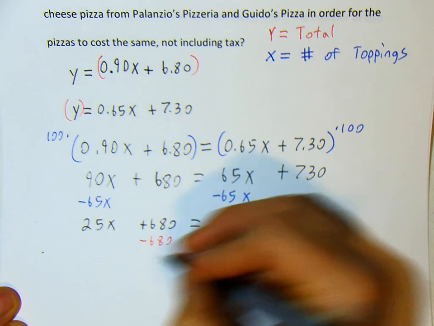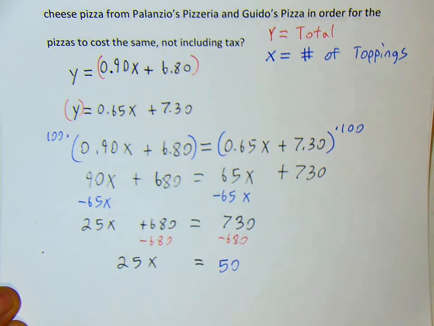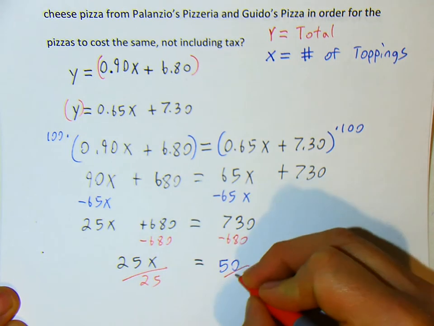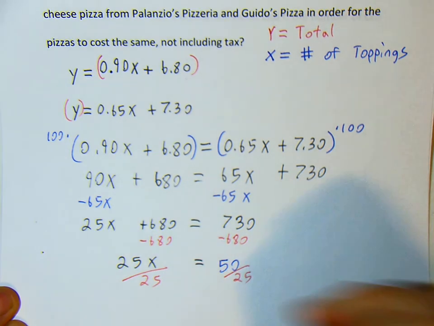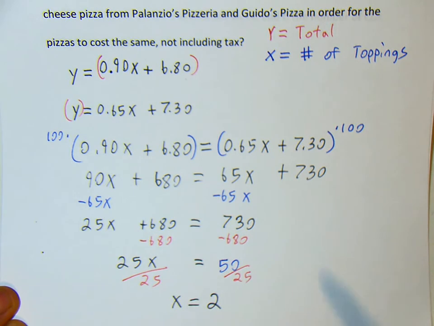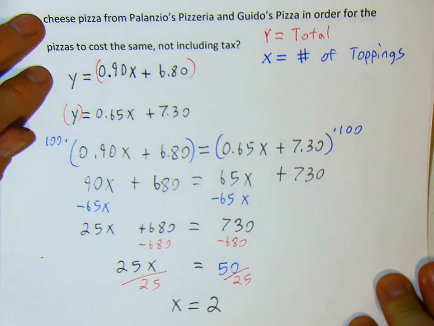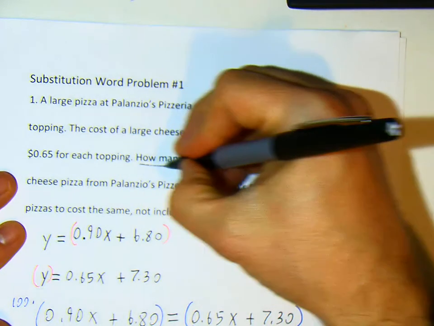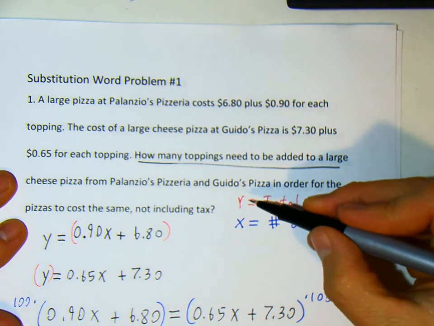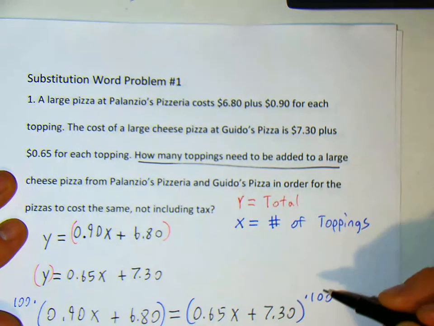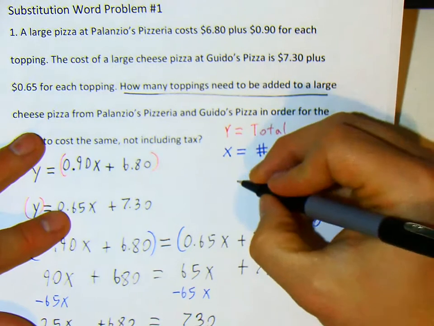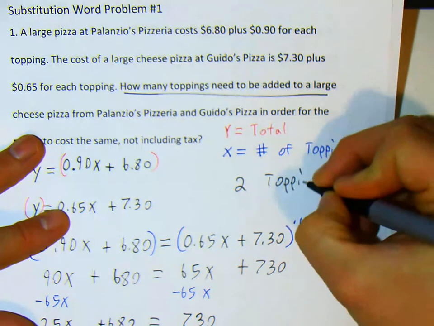So I know that 25x is equal to 50. Now I'm going to divide by 25 on both sides using the division property of equality, and I get x is equal to 2. Now I'm going to go back to my original question. It says how many toppings need to be added. It doesn't ask for the total amount, it asks for the number of toppings. So the number of toppings would be 2 toppings.